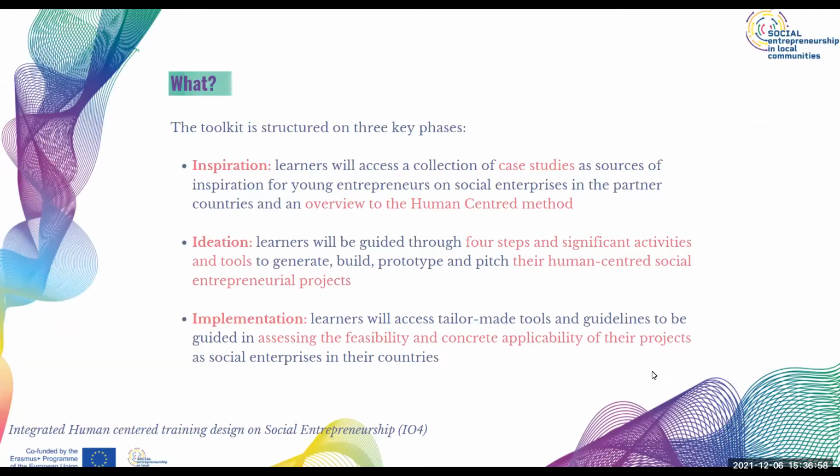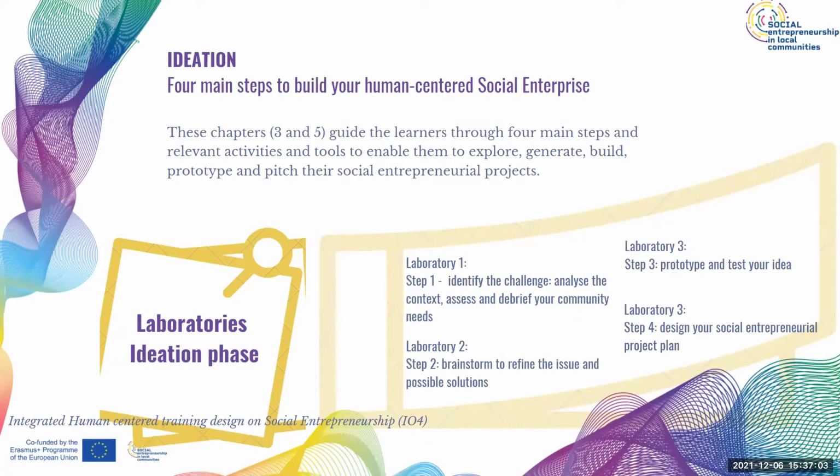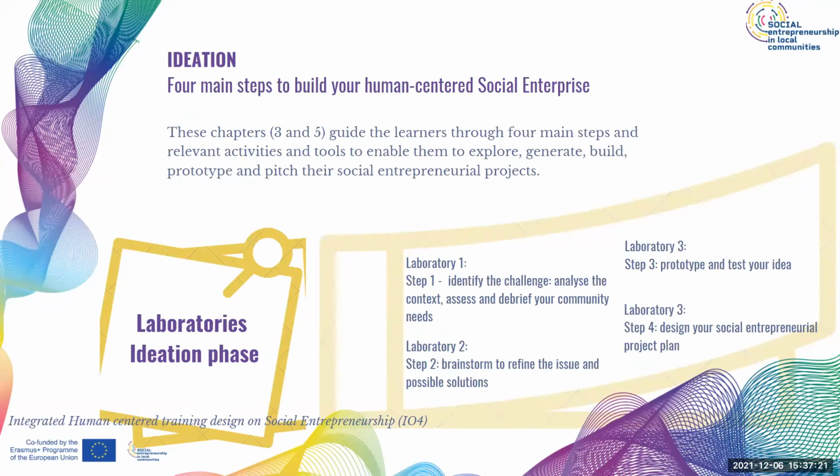Okay, so basically, in chapters 3 and 5, we have the key ideation part. First, we have the inspiration part, which basically presents the types of social enterprises in the EU partner countries, and then the introduction to the human-centered method. Then we have the ideation, as I said, divided into 4 steps, which you can see at the bottom of the slide. So step 1 is about identifying the challenge.